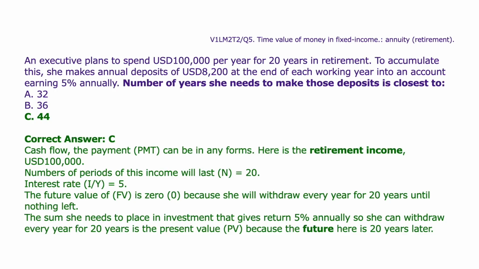How much she needs when she retires: $1,246,221 is the present value here. The future value is 20 years later at zero, after she has spent all the annual $100,000 retirement income.